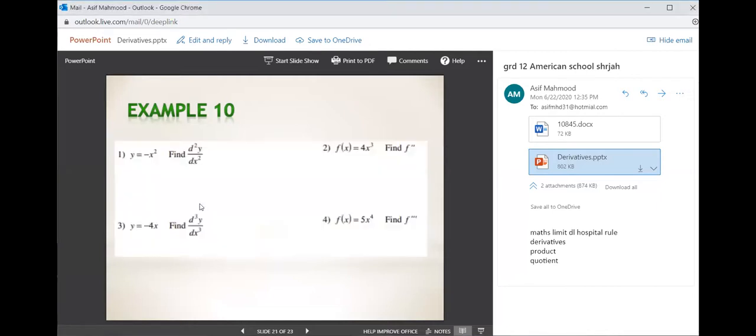The next one is okay. Now we come to the higher order derivative. Higher order derivative means the same thing: you differentiate again, nothing else. So similarly, the first one, you differentiate two times. Yes, this is the higher order derivative.